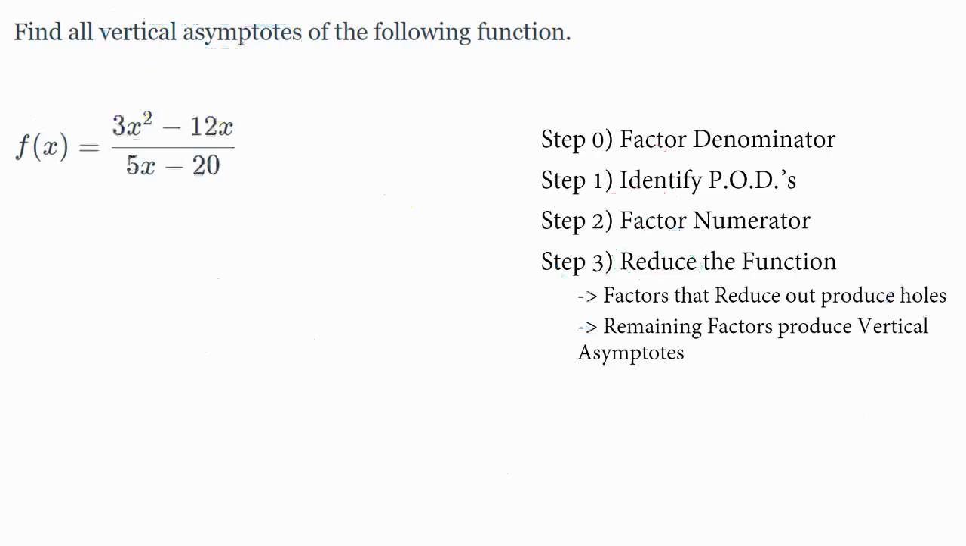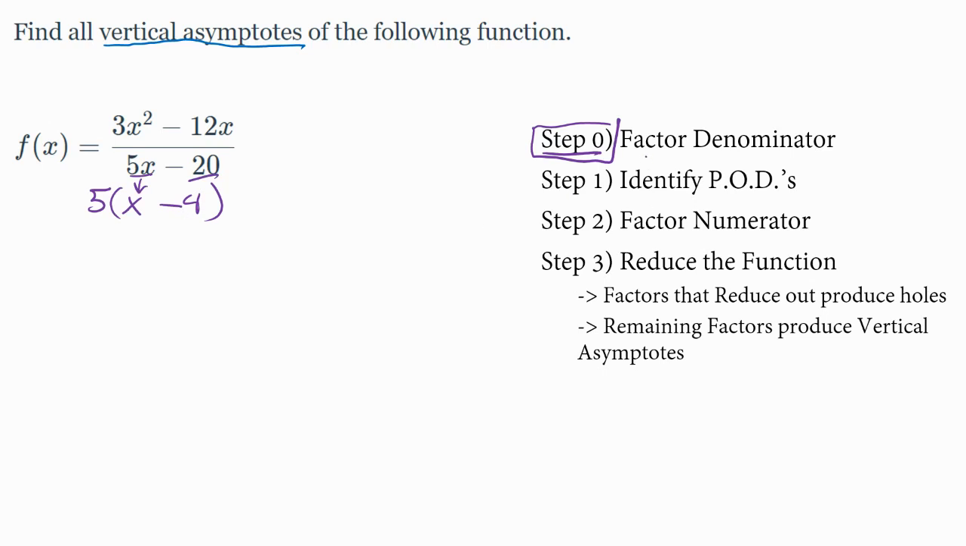So in our next example, we have another opportunity to run through the process to identify just specifically vertical asymptotes. And so as we play through this problem, we have an interesting result this time. They're all interesting, but this is especially interesting, I suppose. Step 0, factoring the denominator. You divide out a 5 common factor, and the denominator is going to turn into x minus 4.